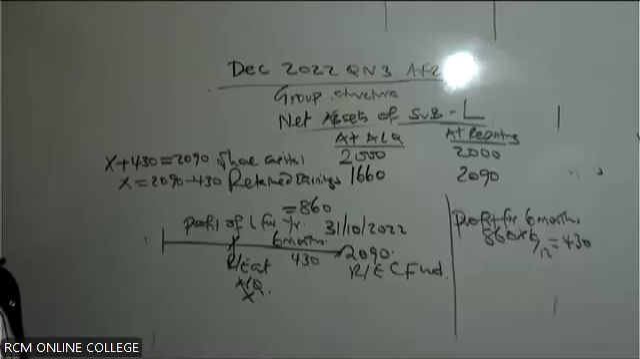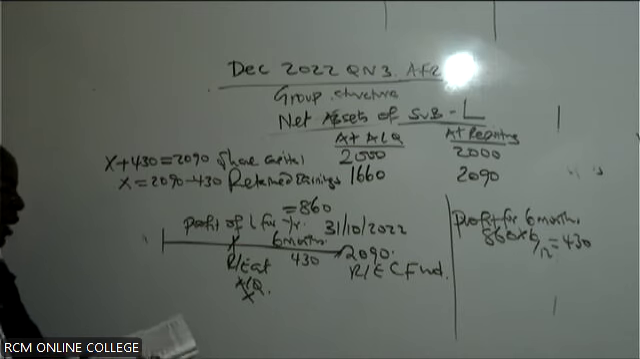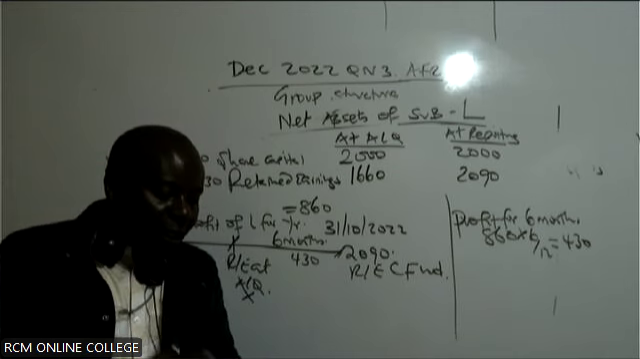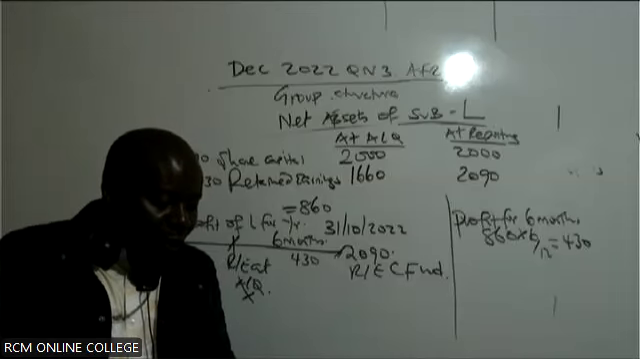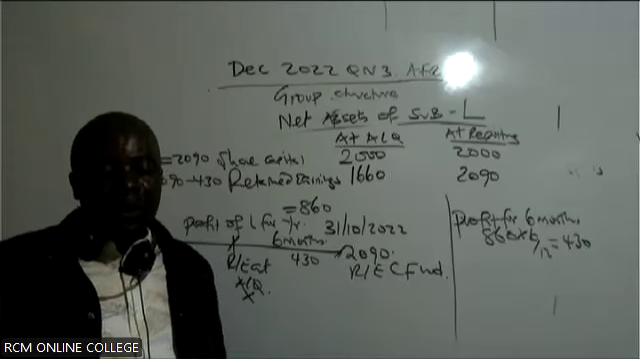Here there are no fair value adjustment issues. They have explained it very well. If you look at note number 2, the last sentence: the fair value of L Limited's net assets approximated their carrying values at the date of acquisition. There was no fair value adjustment.